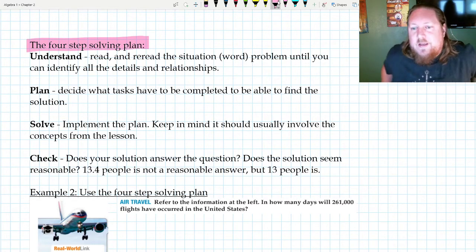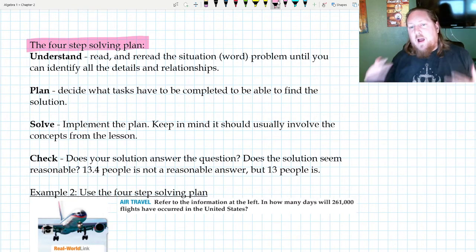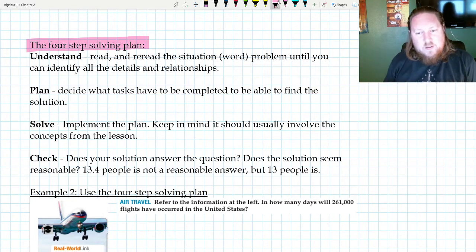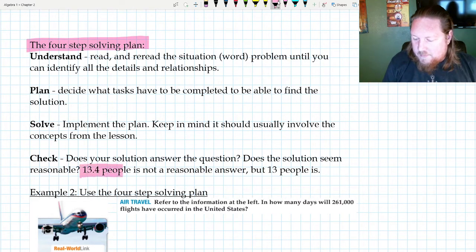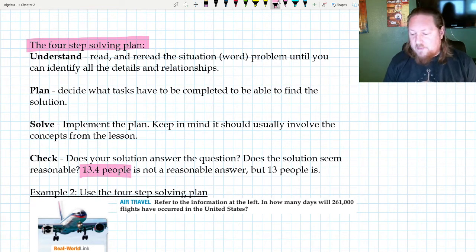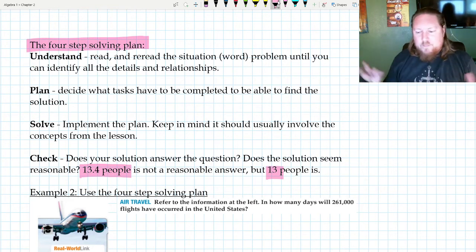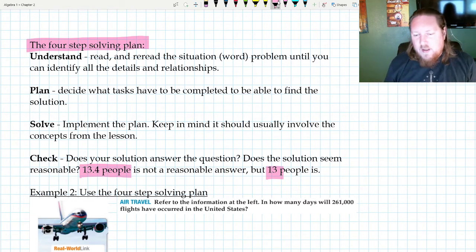Or you could say, I got this answer. It was the wrong answer. How could I have checked to see whether or not it was a reasonable answer? My example that I have written down on this one is 13.4 people is usually not a reasonable answer, but 13 people is. There are times where 13.4 is a very reasonable answer because you're talking about something statistical that's over thousands of people, and there's actually millions of people in the country, so the rounding error takes care of itself. But that happens a lot with experience and really making sure that you understand the situation.